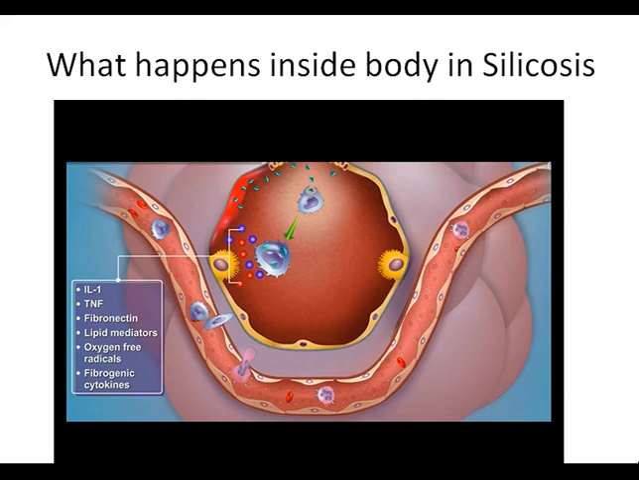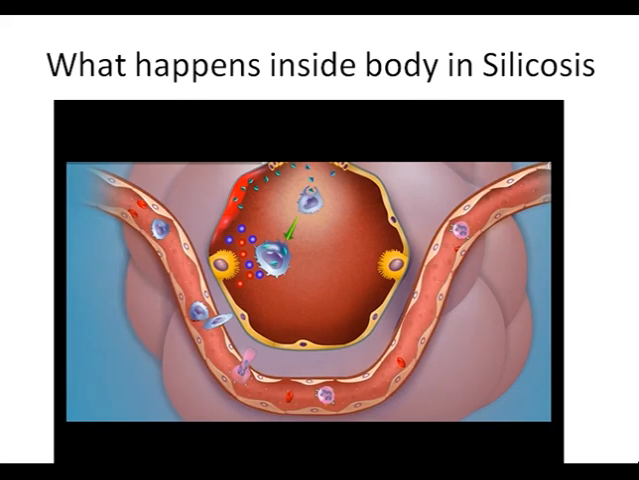What happens next? Does the macrophage succeed in killing the silica particles? Absolutely no way, because the silica particles are not living, so there is no question of killing them. The macrophage itself undergoes destruction.